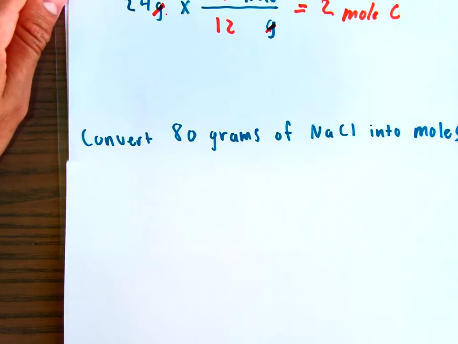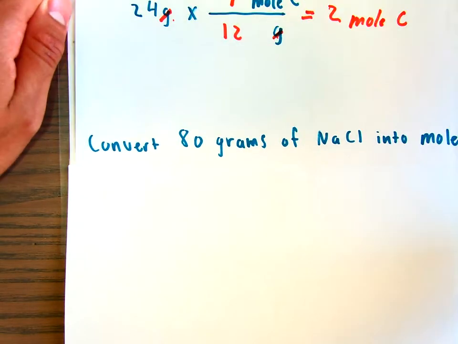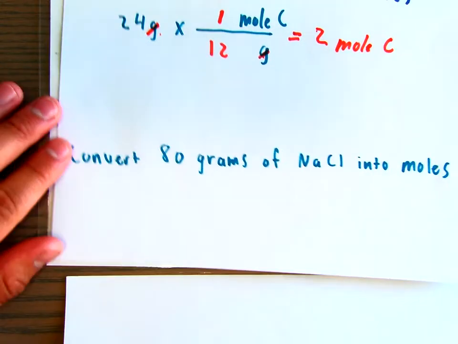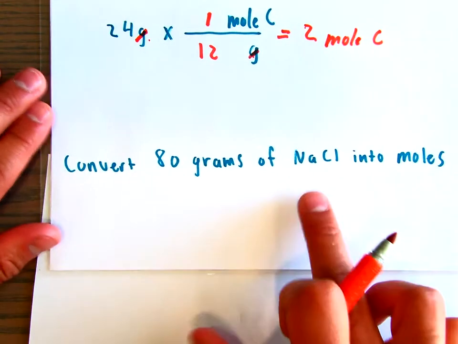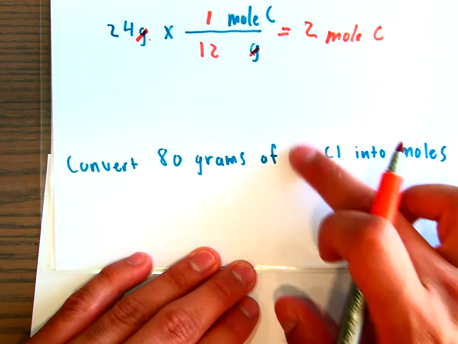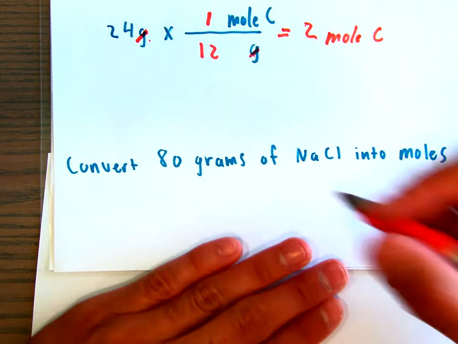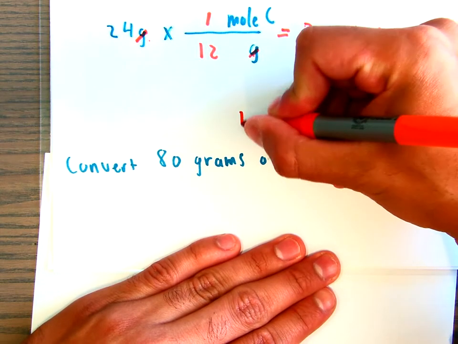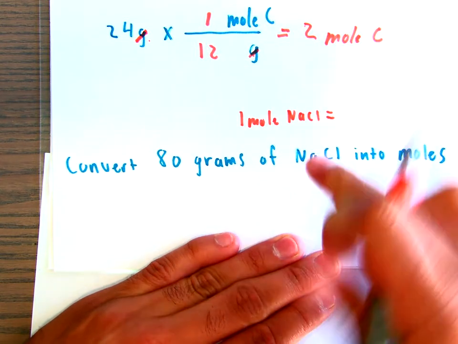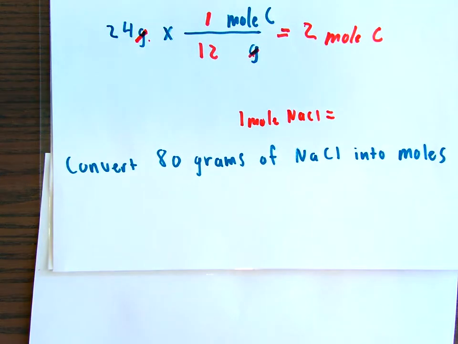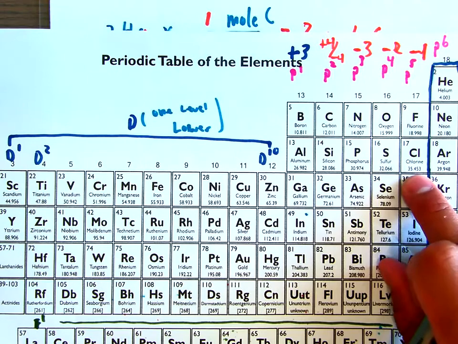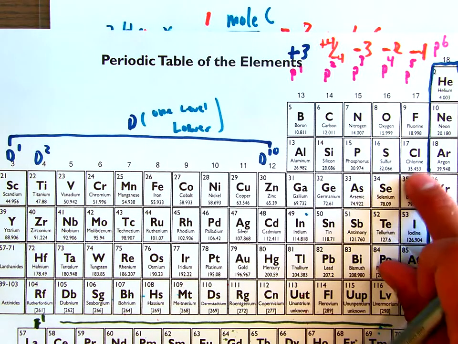It's very similar, but slightly more difficult. In this example, we have 80 grams of NaCl, and we want to convert that into moles. First we have to find the molar mass, which we've done before. So I know that 1 mole of NaCl equals whatever the molar mass is. Let's find the molar mass, and again we'll use whole numbers so we can make these calculations easy. Chlorine is 35.43, so we'll just round this to 35.